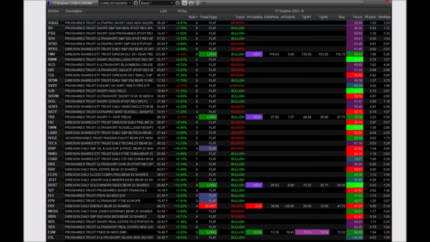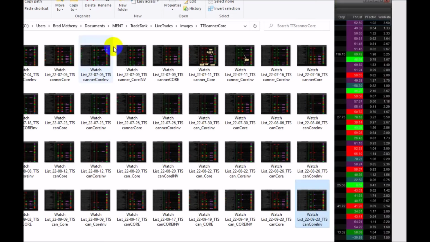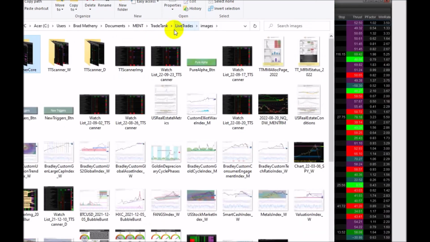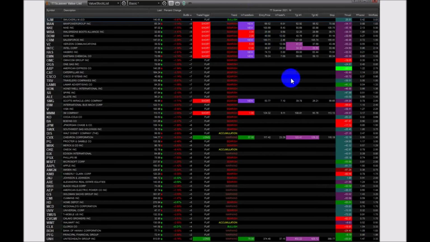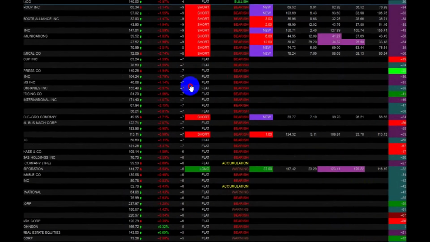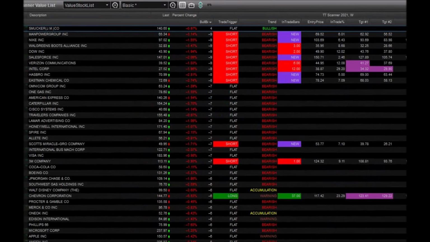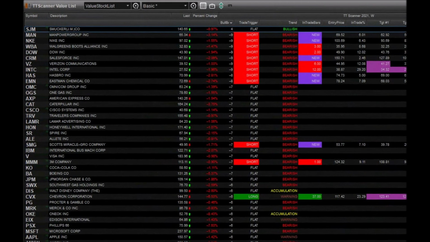So now lastly, I've got to come over here and show you the value, I believe. The value scan is right here. And here's the value scan. This is very tiny because we have a lot of data in here. Let me try to move this over here so you can see it.